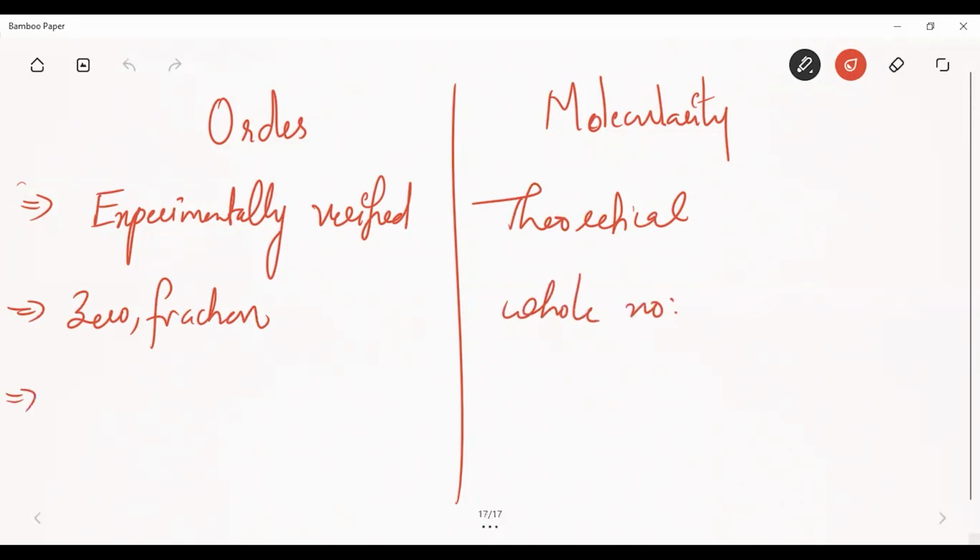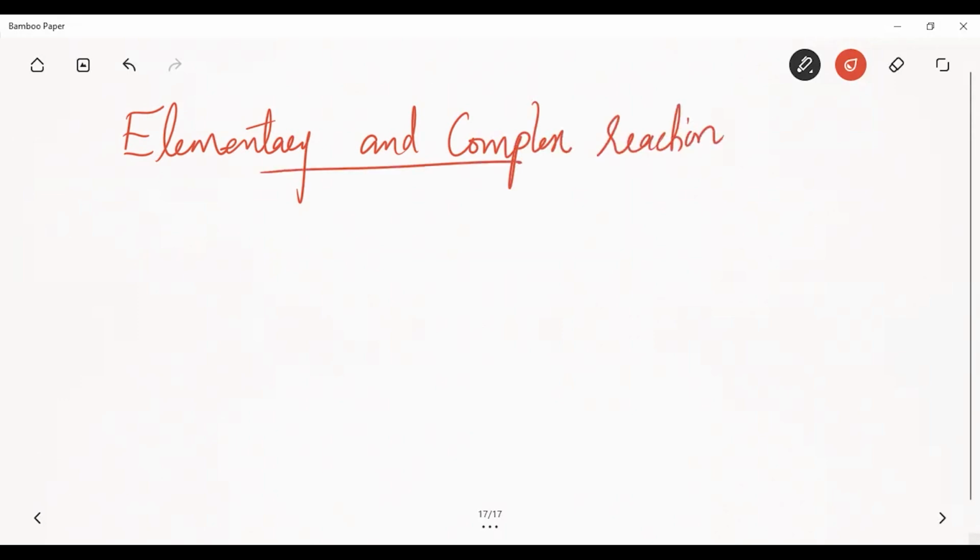One more thing you have to understand before the next difference between order and molecularity is elementary and complex reactions. What are elementary reactions? That is a reaction taking place in one step. And a complex reaction is just the opposite: there will be various steps, many steps. In an elementary reaction it is very simple. There is no other step, just one step, right? So how will you find the order? From that simple step you can easily find it, and molecularity is also obtained from that.